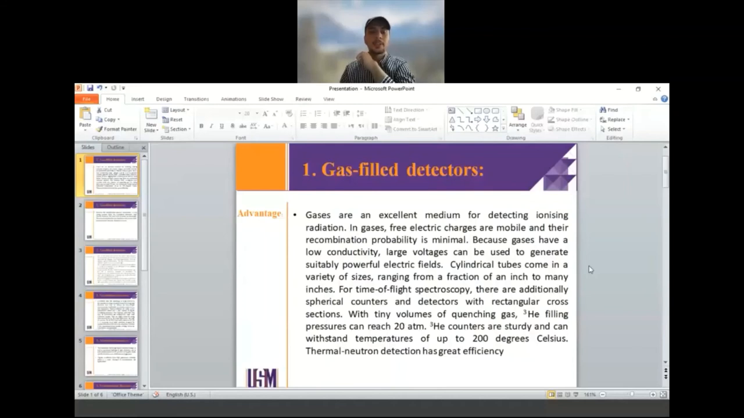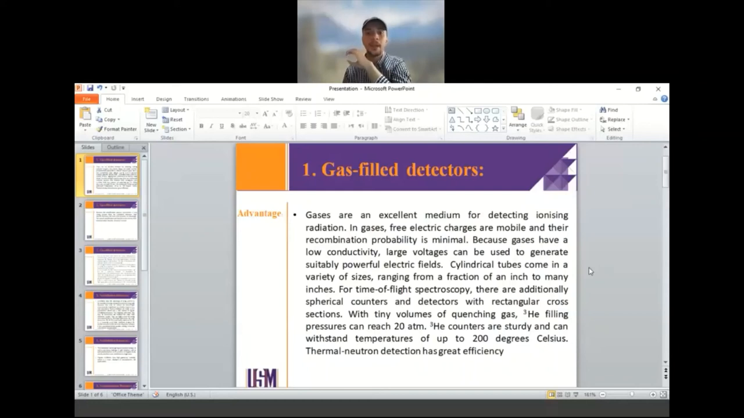I will now present the advantages and disadvantages of neutron dosimeters. First, gas-filled detectors. Gases are an excellent medium for detecting ionizing radiation. In gases, free electric charges are mobile and their recombination probability is minimal. Because gases have low conductivity, large voltage can be used to generate a strong electric field.